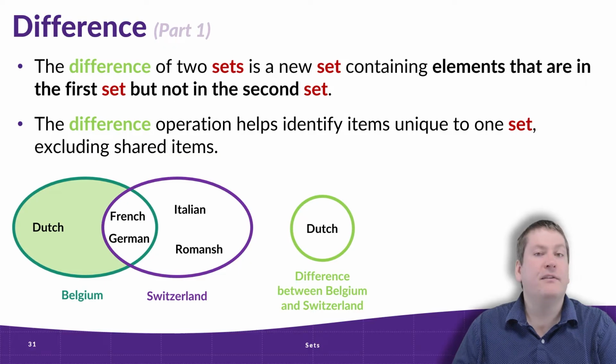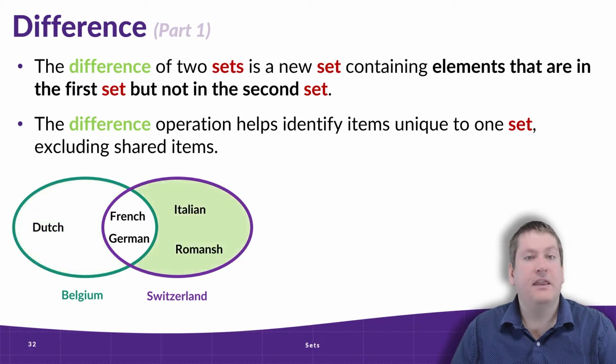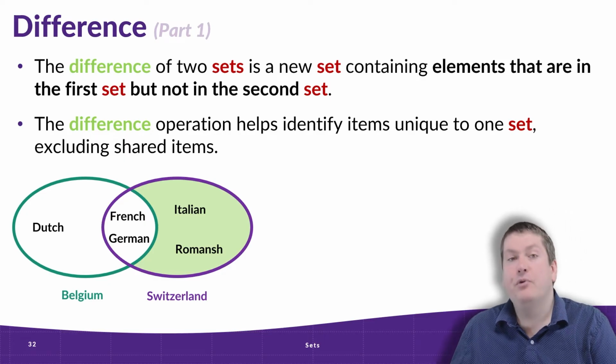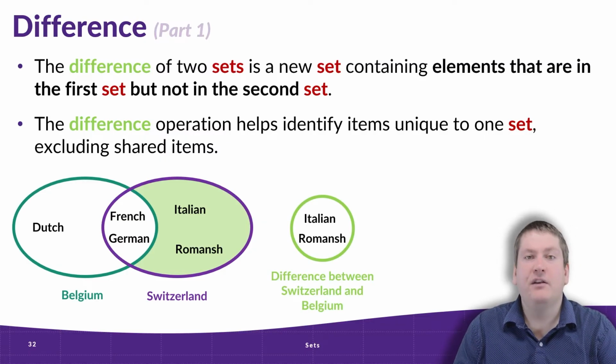Now, if we were to do the difference the other way, where we took Switzerland and then subtracted the elements from Belgium, we would have a very different result. It would look like this. In this case, we're taking all of the elements from Belgium and removing them from Switzerland. So in this case, we would only have Italian and Romansh, which would look like this, a new set only containing those languages.